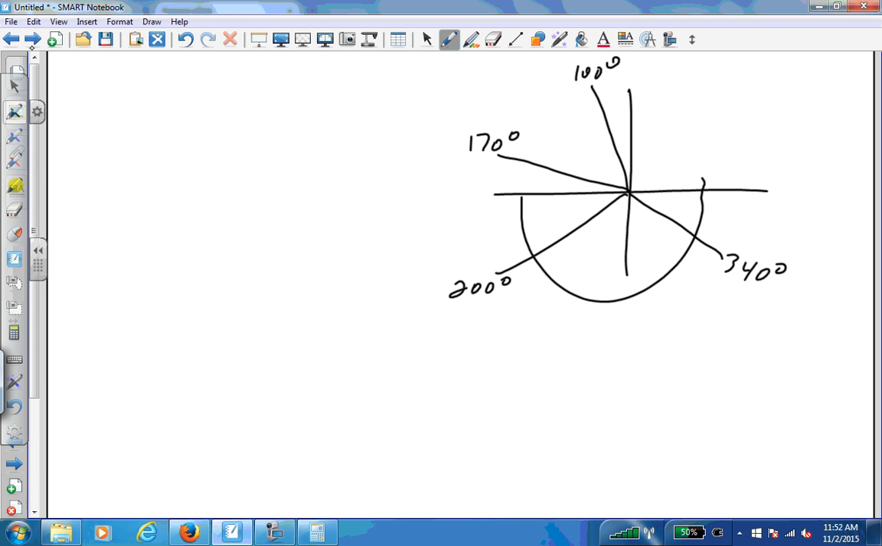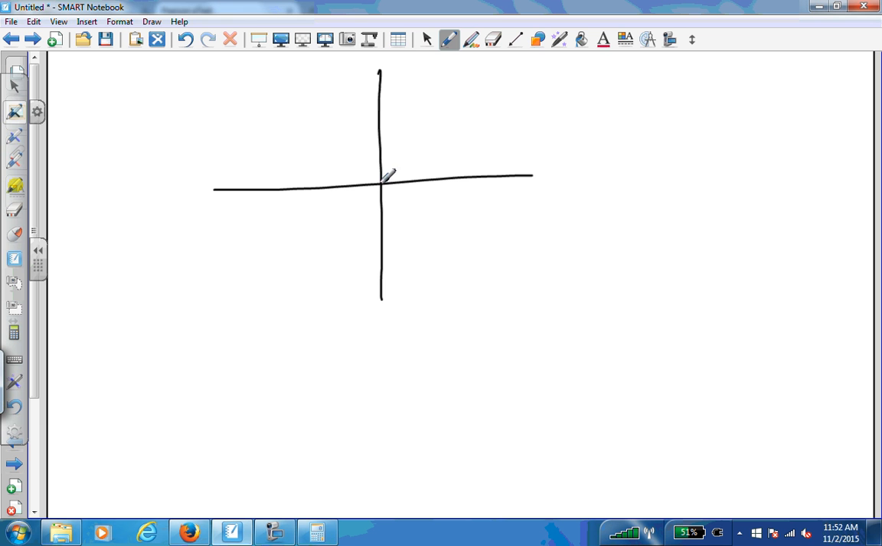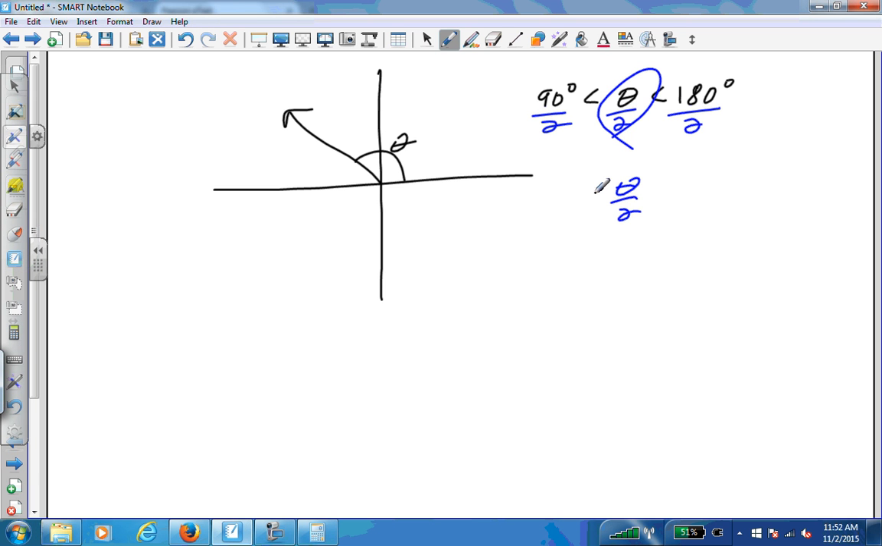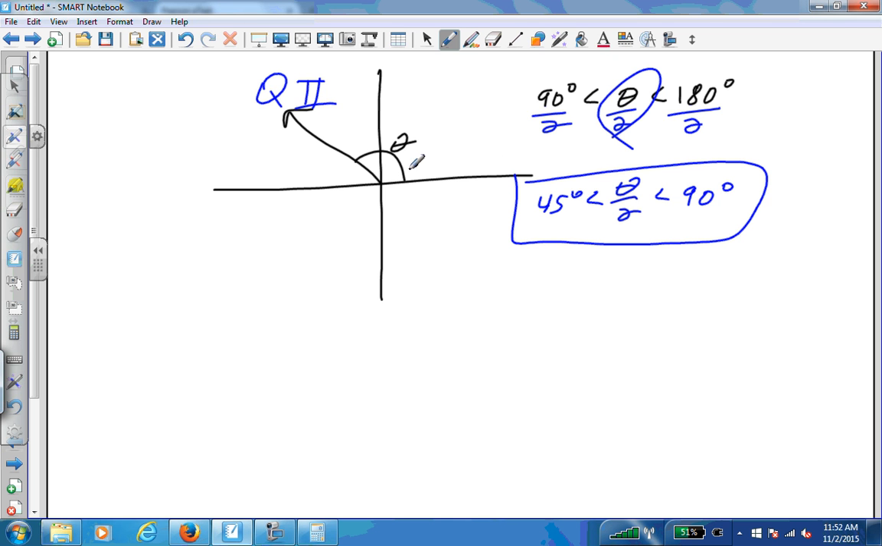If we want to know what quadrant theta over 2 is in, if we know that theta is in the 2nd quadrant, then we know it's somewhere between 90 and 180. So if we want an idea of where half of that angle is, half of that angle has to be somewhere between 45 and 90. No matter what our angle is, if we have an angle that's in the 2nd quadrant, when we take half of it, it's going to be somewhere in there. So before we even begin, we know theta over 2 is going to be a first quadrant angle.